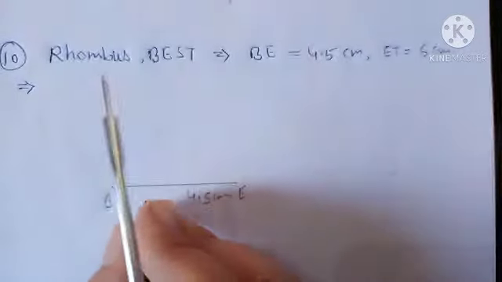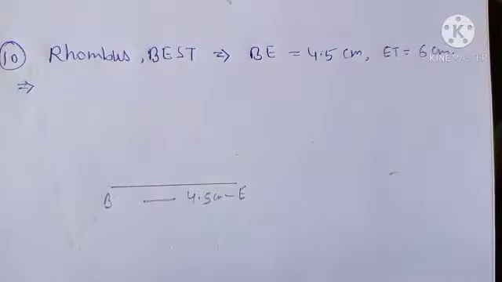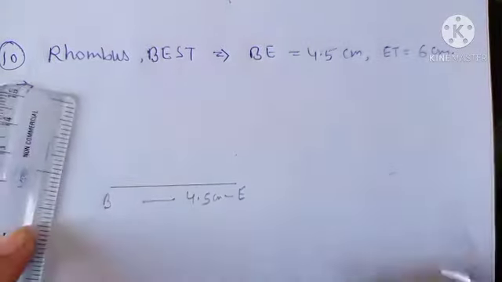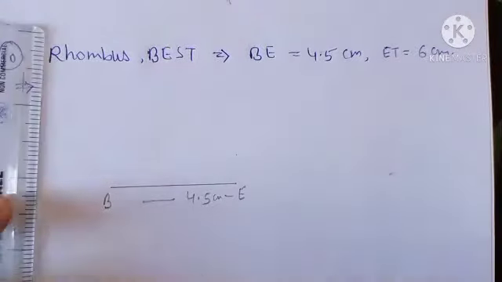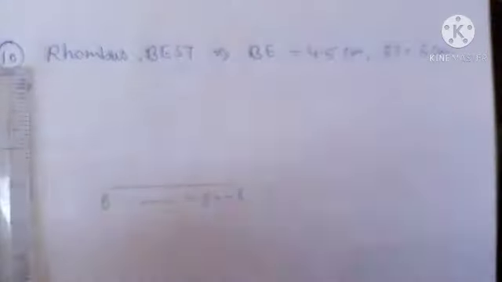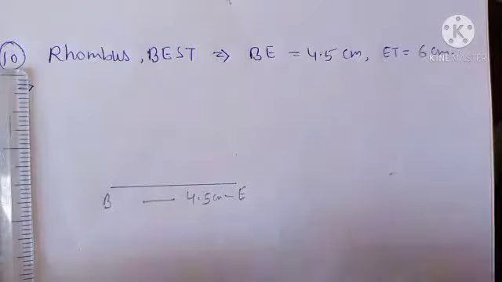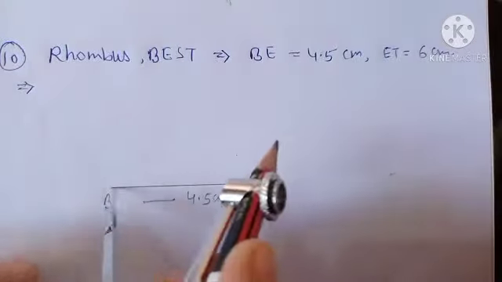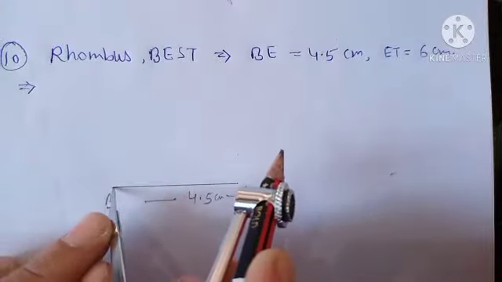4.5 centimeters. Now what we have to do, here you can see all the sides of a rhombus are equal. So BT is also 4.5 centimeter. So we will take B as center and 4.5 centimeter as the radius.